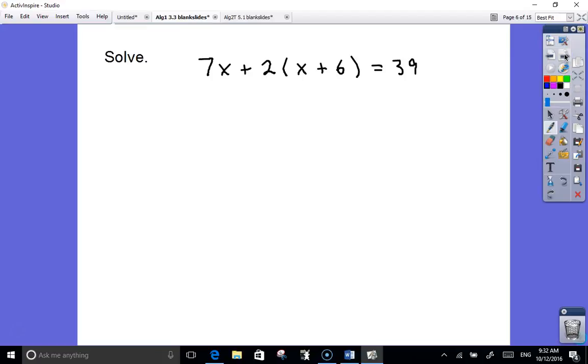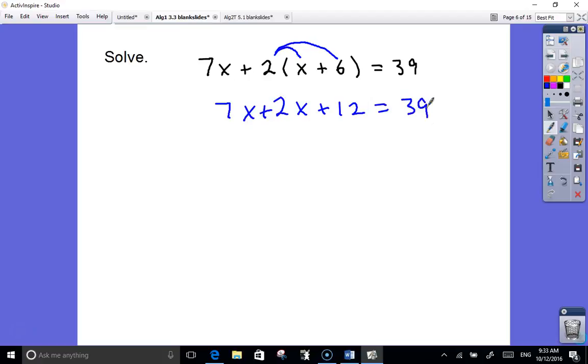Okay, so this one requires distributive property. Okay, so how does distributive property work? Well, I mean, just look at the 2 times parentheses x plus 6. That's something we did on the last test, right? How do you do 2 times x plus 6? 2x and 2 times 6. So that is 2x plus 12. But you still have the 7x in front. And you still have the equals 39.